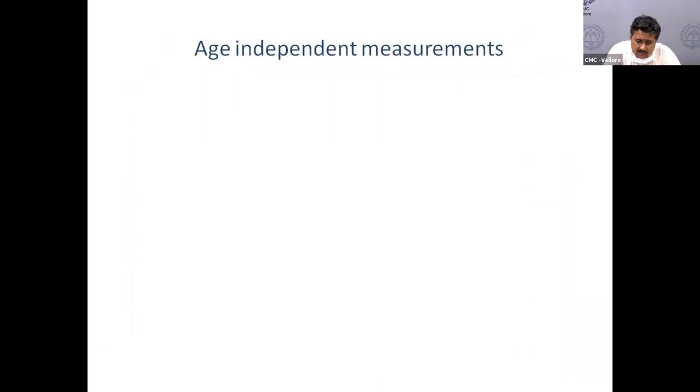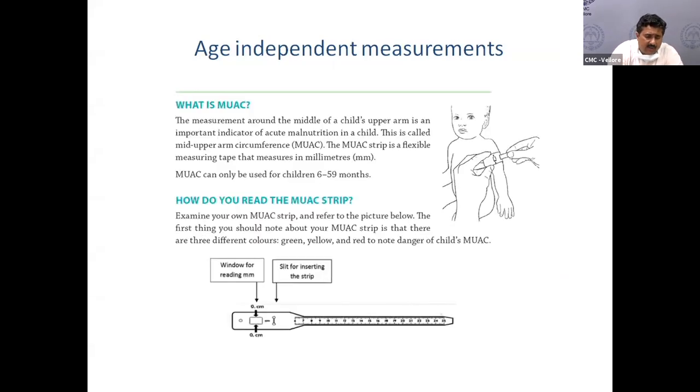So I talked about age-dependent measurements. If I'm talking about age-independent measurements, one of the things I should talk about is the mid-arm circumference, which is a really important indicator of acute malnutrition, and it's very, very easy. We have color-coded tapes, might be called Shakir tapes, for measuring the mid-arm circumference. Usually in the age group between 6 months or 1 year to 5 years, the mid-arm circumference is a constant.